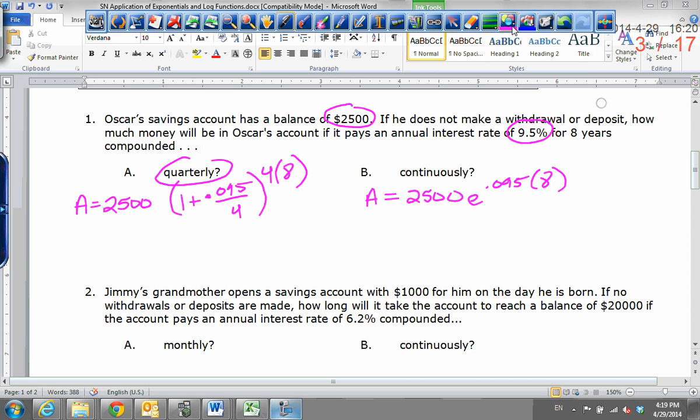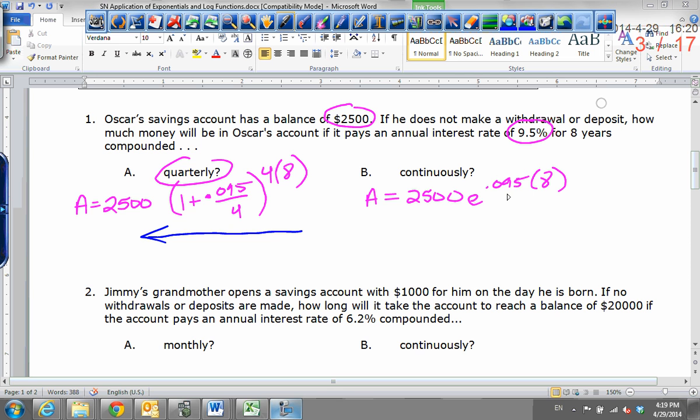Now this is just an exercise in plugging it into the calculator and going. What I would caution you to do is go right to left when you're putting this in the calculator. If you go left to right, you may make some errors along the way. So take 4 times 8, that's 32. Then take 0.095, divide that by 4. Add that to 1, then take that to the 32nd power, then multiply that times 2,500.